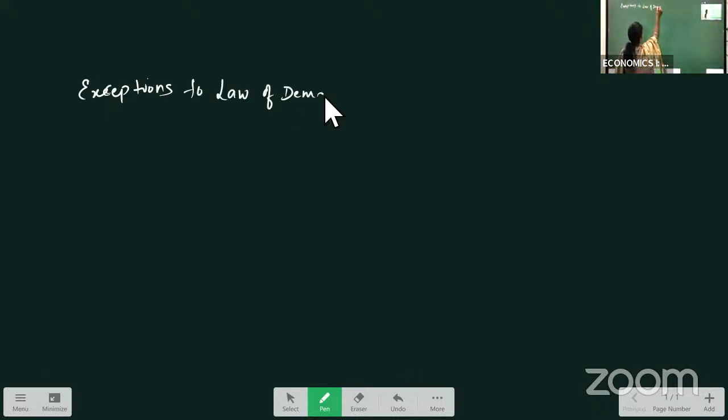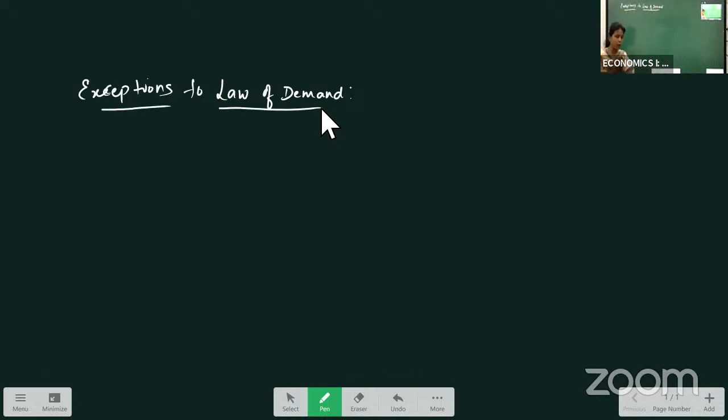So the next question we are going to prepare here is exceptions to the law of demand. As you all know, exceptions to the law of demand is the most repeated question from this chapter, right? So today we are going to discuss that. So what are the exceptions to the law of demand? Exceptions means in exceptional cases, the law of demand is not applicable.